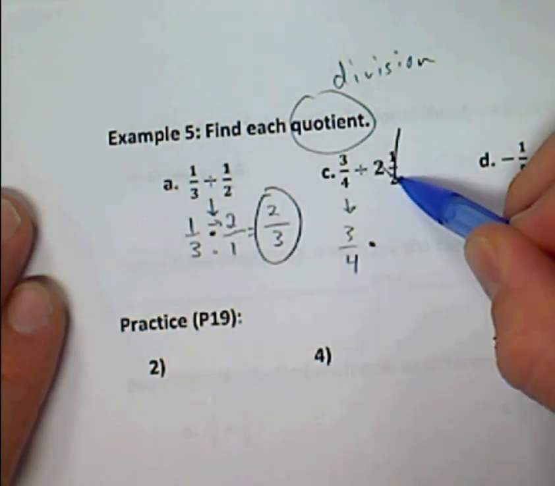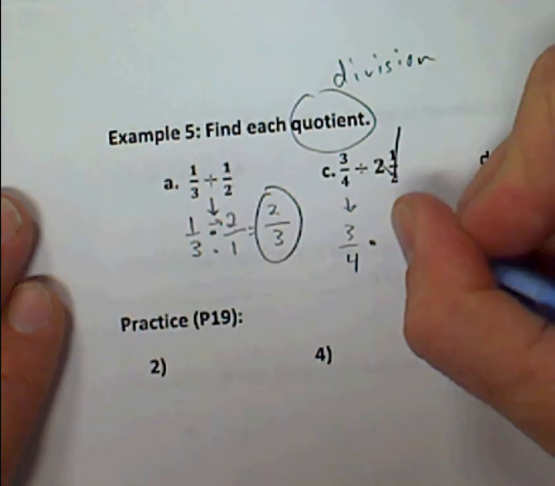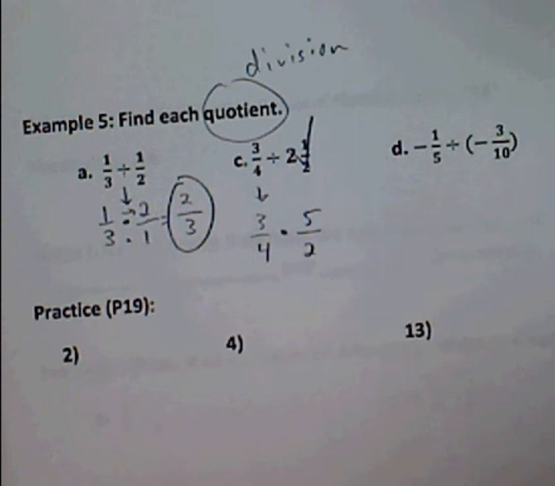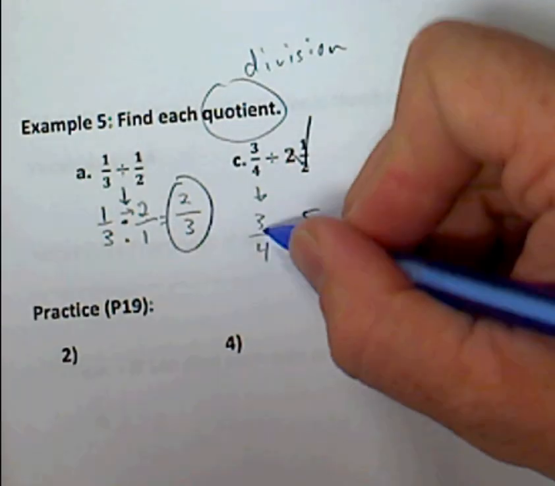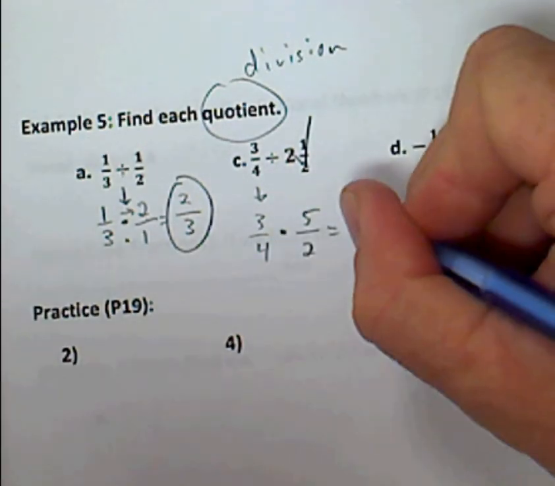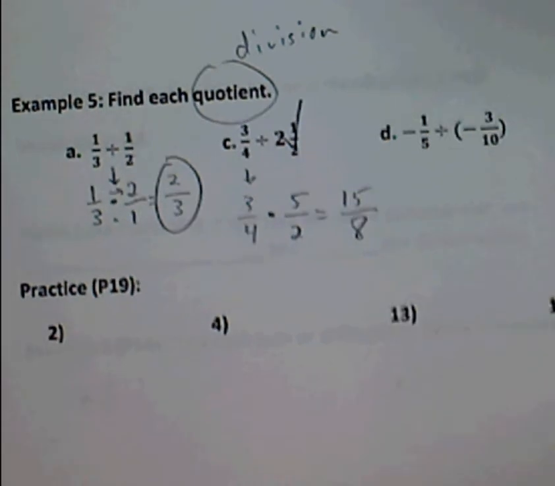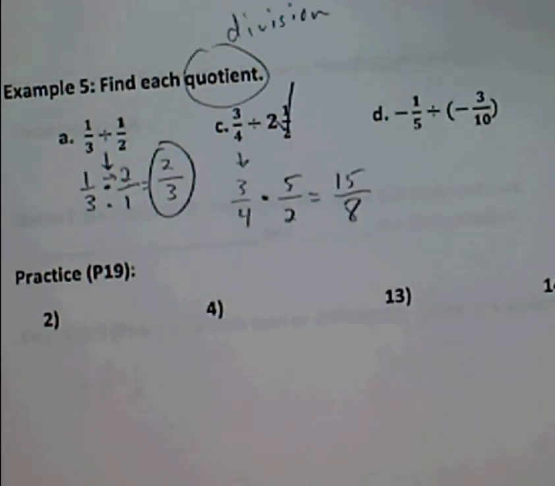2 times 2 is 4, plus 1 is 5. Keep the denominator the same. 3 times 5 is 15. 4 times 2 is 8. This is the first time that we see an improper fraction. If we have an improper fraction, we want to change it back to a mixed number. So we do the opposite.